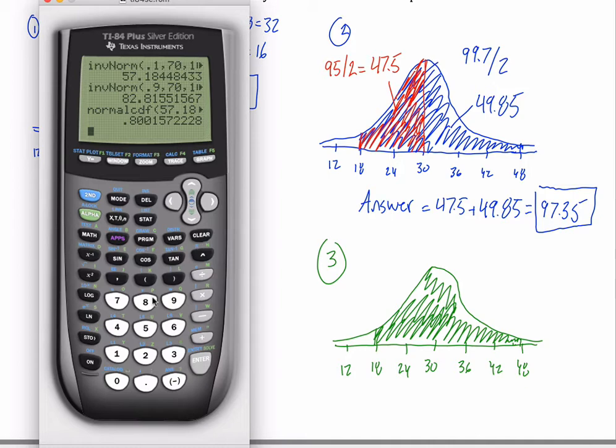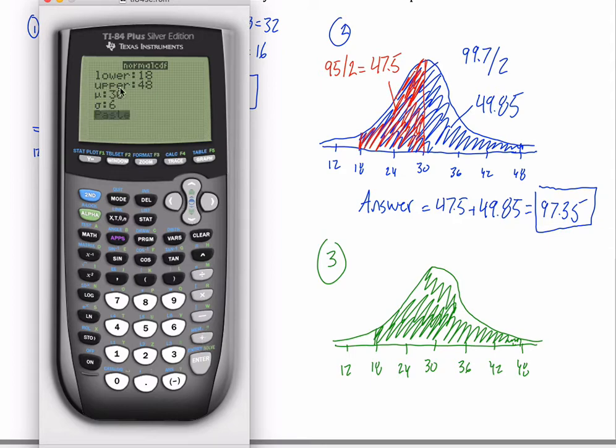The calculator function that I want to use is the normalCDF function. You hit second and then variables to get into the distribution menu to access the normalCDF function. The normalCDF function, you need to know that it always wants the lower bound, which is 18 in this case, and the upper bound, which is 48 in this case, and then the center and the spread. I know it says mu and sigma, but don't think mu and sigma, think center and spread. Yeah, in this example, it's the exact same, but later it won't be.